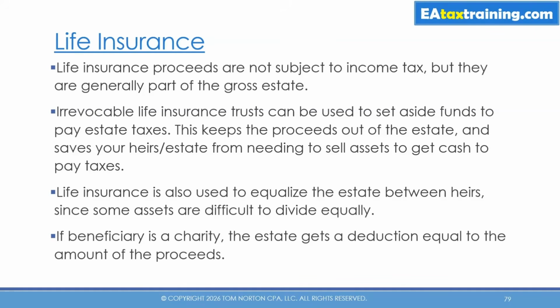In that case, the estate gets a deduction equal to the amount of the proceeds. What happens is the proceeds from the life insurance still count as part of your gross estate because they're not in any type of irrevocable trust. But since the proceeds went to a charity, the estate gets a deduction. Remember, we said that the estate gets to deduct certain costs and adjustments. One of the things they can deduct is charitable contributions. So it goes in the gross estate, but then it comes out as a deduction. So it ends up not being included in the estate that we're going to compare to the lifetime exemption to see whether or not we owe estate tax.